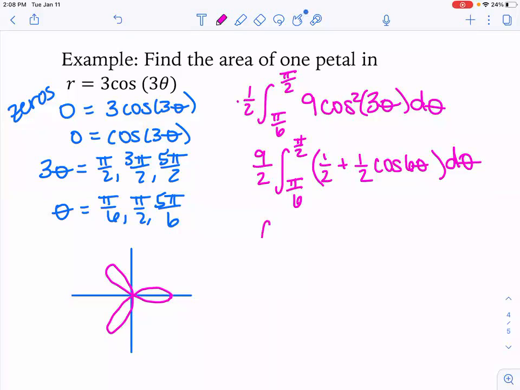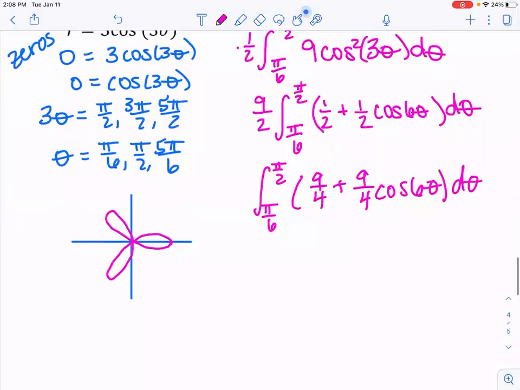Okay, so we have the integral from pi over 6 to pi over 2 of 9/4 plus 9/4 cosine of 6 theta. All right, antiderivative time. We have 9/4 theta plus 9/24 sine of 6 theta. Is that right?